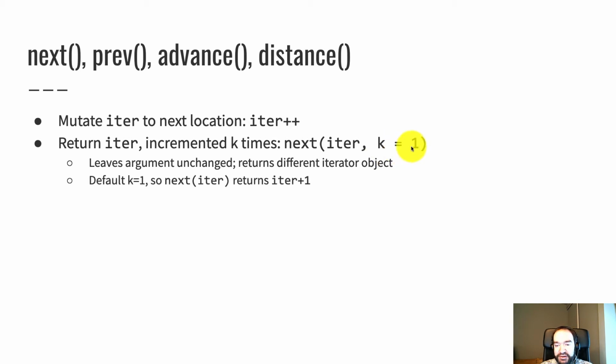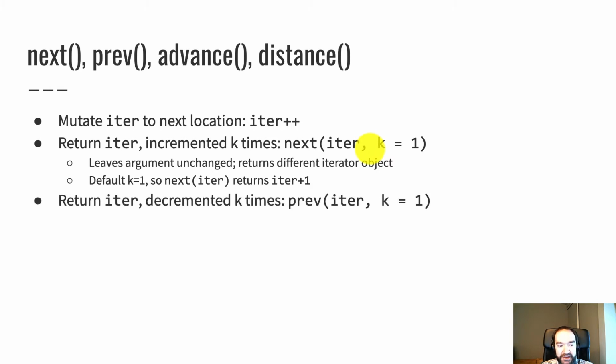Note that there's a default argument of k equals 1, so you can call next with only one argument, and it will move only one location over. There's an analogous function called prev that just moves in the previous direction. It decrements, in a sense.